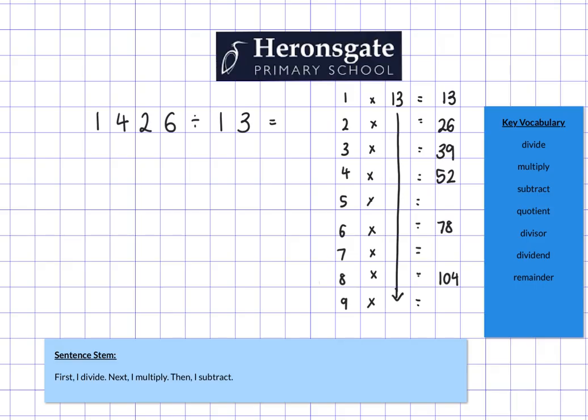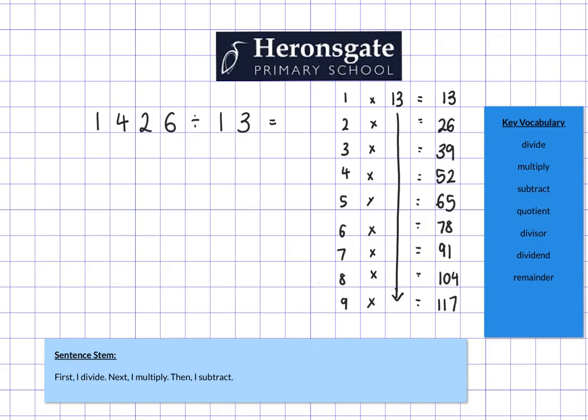From here, I can use number facts to help me. So in this case, 5 times 13 is 1 more than 4 times 13. So in this case, the answer will be 65. 7 times 13 is 1 more than 6 times 13, which will be 91. And for 9 times 13, I can do 10 times 13, subtract 13. So 130 take away 13 would be 117. Or I could have done 8 times 13, which is 104, add 13 on.